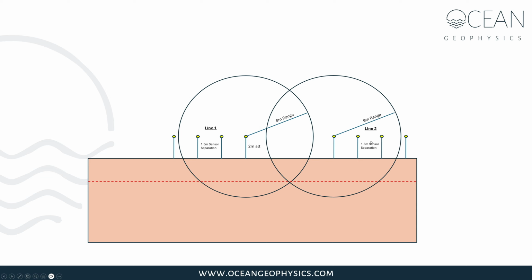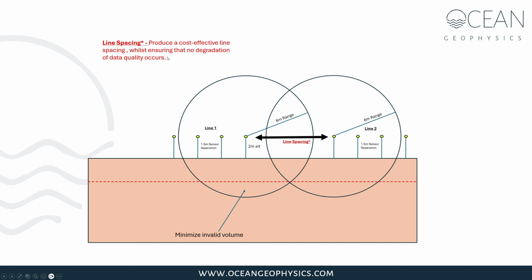So now we're looking at 2 survey lines. I'm just drawing the ranges of the outer magnetometers. These overlap at the reference depth, so we have full coverage according to our SIT. We want to minimize this invalid data volume. We also want to produce a cost-effective line spacing, whilst ensuring that no degradation of data quality occurs.